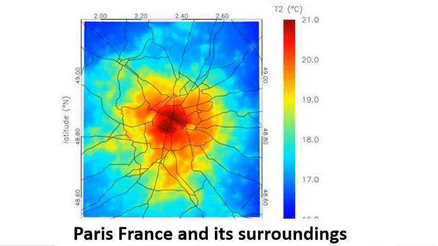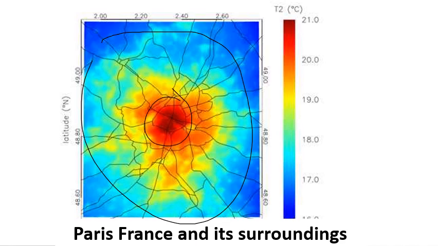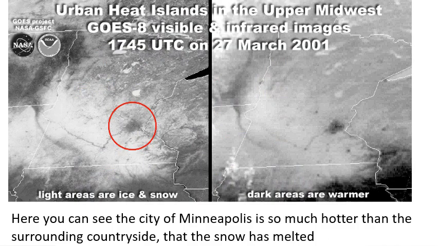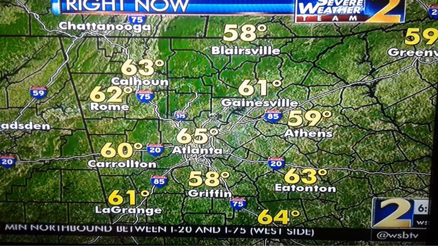Here's Paris, and you'll notice all the cool areas around here in the countryside, but right in the center of the city, it's exceptionally hot. You can see it. Here's a satellite image of Minneapolis, St. Paul after a snowfall. And you can see that in the city of Minneapolis, there isn't as much snow because it was hot enough, because it was a city, to actually melt the snow. All the countryside around here has snow cover because it's actually cooler outside of the cities than it is in the center.